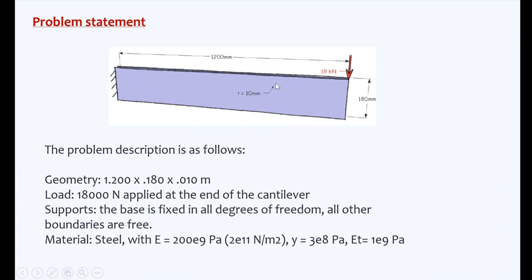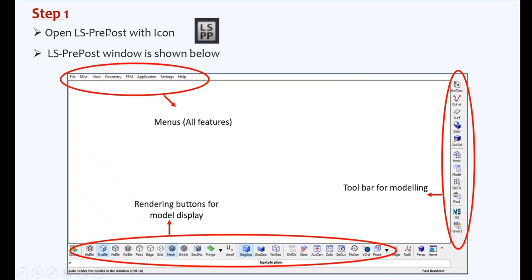We will model this as a shell element because the thickness is very small, and we don't have to model it as a beam element or a brick or solid element.